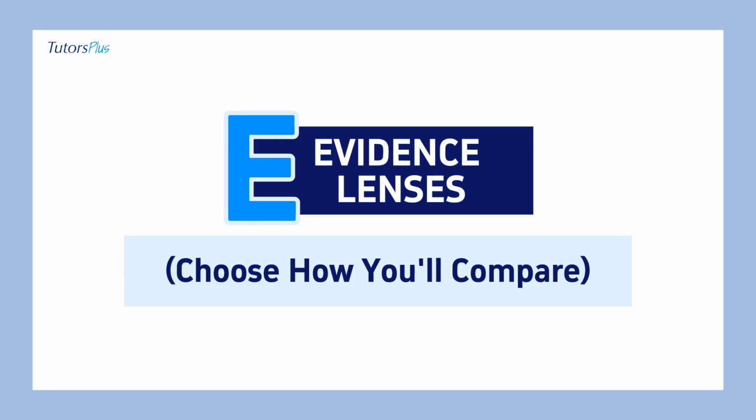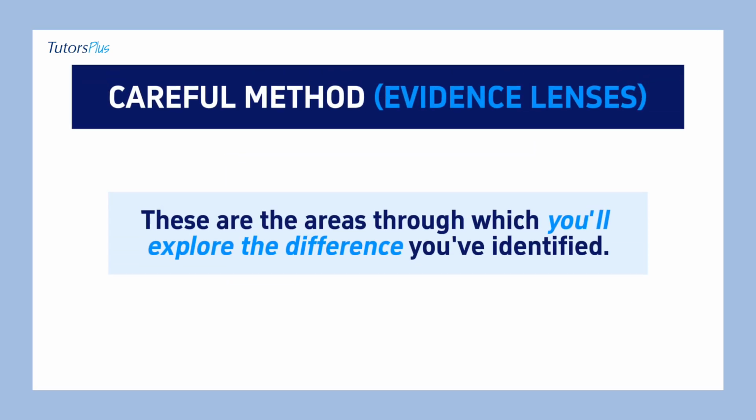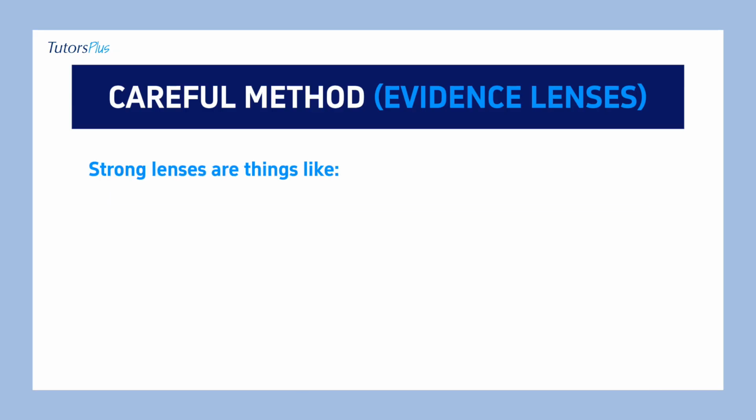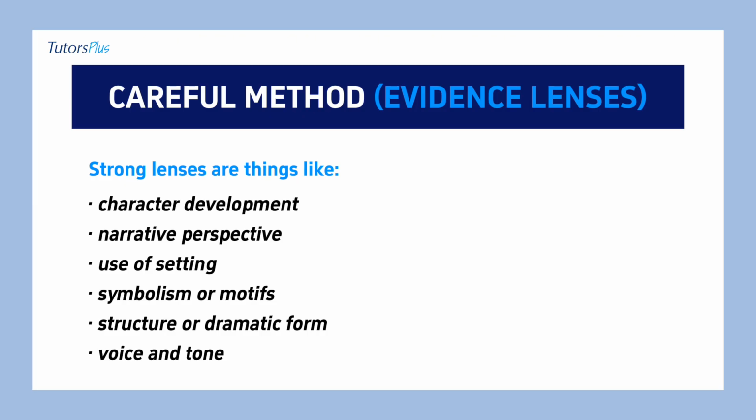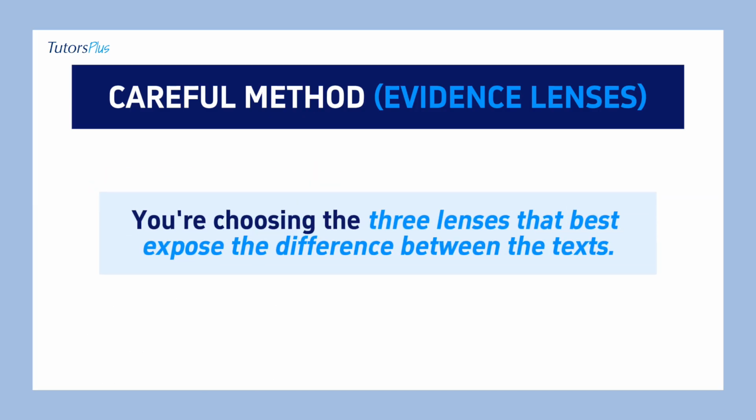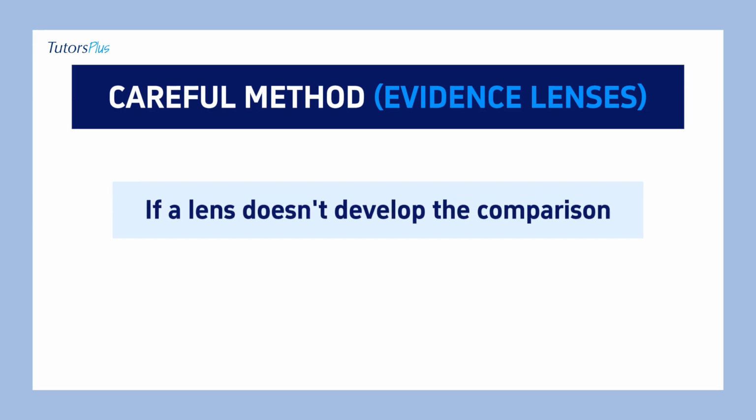The E in CAREFUL is the evidence lenses. And this is where you choose how you'll compare. And they're the ideas through which you'll explore the difference that you've identified. And strong lenses are things like character development or narrative perspective, symbolism or motifs, the use of setting. And you're not choosing everything, and this is crucial. You're choosing the 3 lenses for 3 paragraphs that best expose the difference between the texts. And if a lens doesn't develop that comparison, it doesn't belong in the essay.